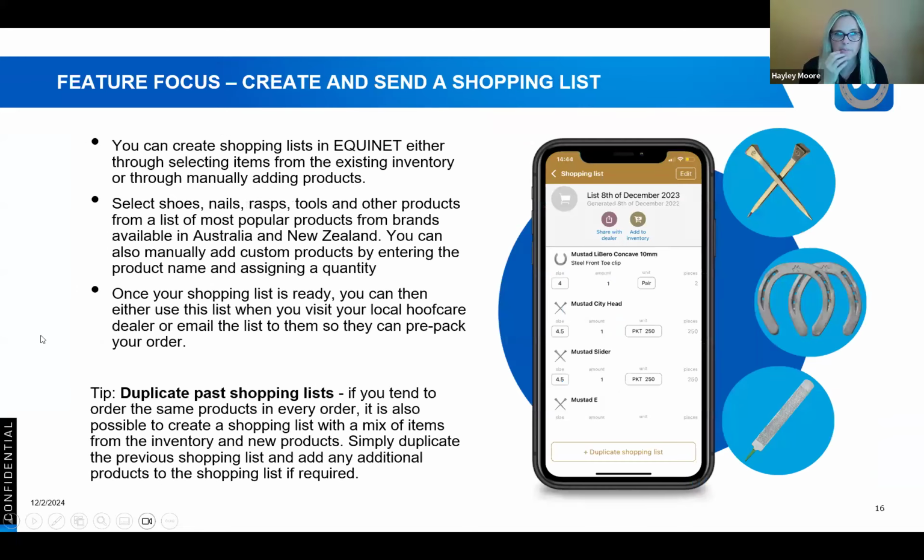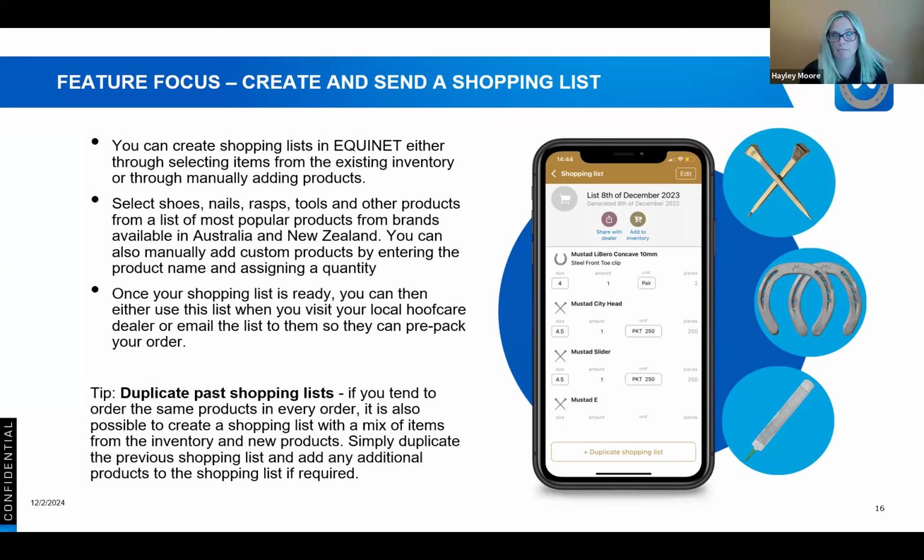And then we'll just spend a few minutes on the product side of things. So there's the inventory, which we'll come to next, and also create and send a shopping list. So you can create those. There's shoes, nails, rasp tools, and other products in there from all brands that are available. And if a product isn't in there, you can manually add a custom product as well.